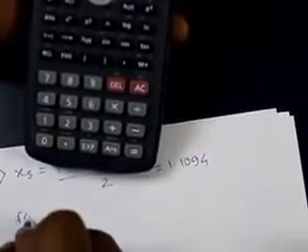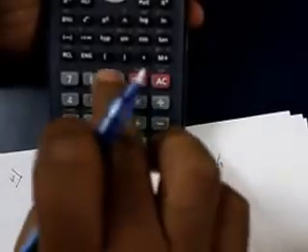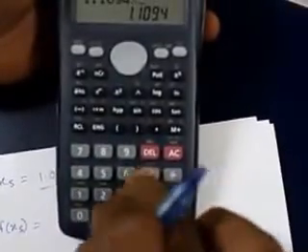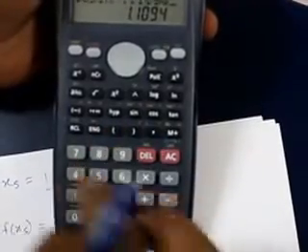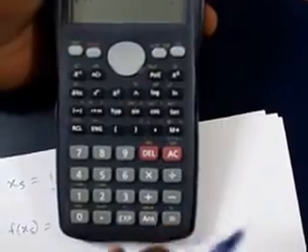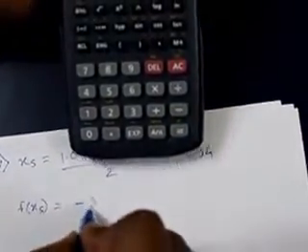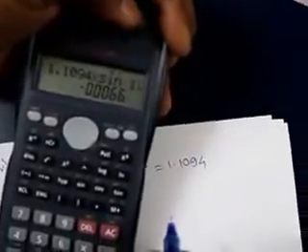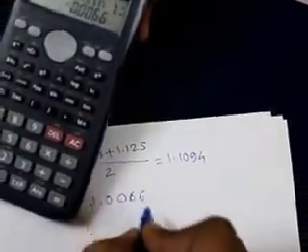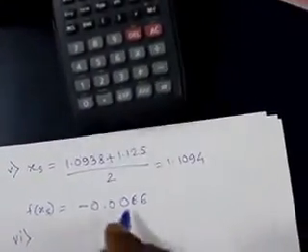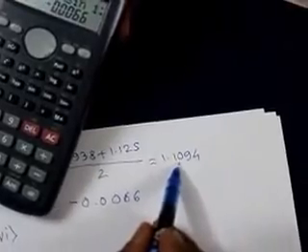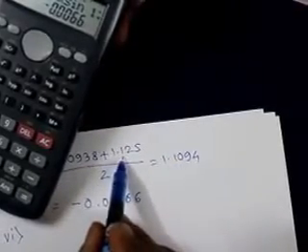f of x5 is going to be 1.1094 times sine of 1.1094 minus 1, which is nothing but minus 0.0066, a negative value. That means our sixth iteration is going to lie between 1.1094 and the last positive value, which was 1.125.